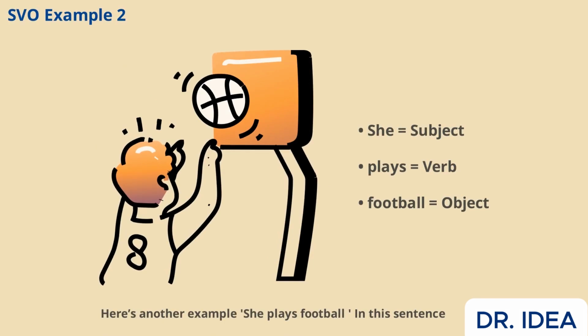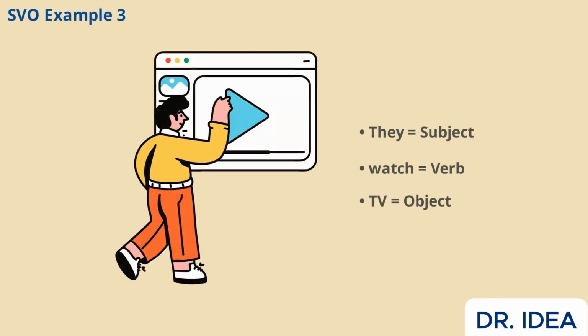Here's another example. She plays football. In this sentence, she is the subject, plays is the verb, and football is the object. Notice how the order stays the same. Subject first, then verb, then object. This pattern works for many different actions and objects, so you can use it to talk about almost anything in English. Let's try another one.